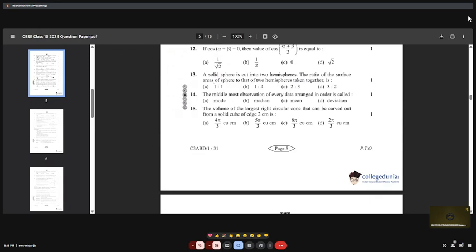Let's go to the next problem. Can you all see the problem? The volume of the largest right circular cone that can be carved out of a solid cube of edge 2 centimeter. What will that be? You all know the volume of a right circular cone. You studied all that, right? So please solve this.